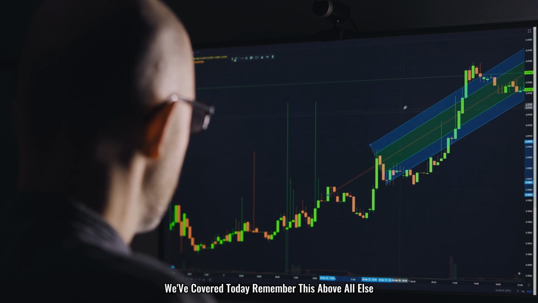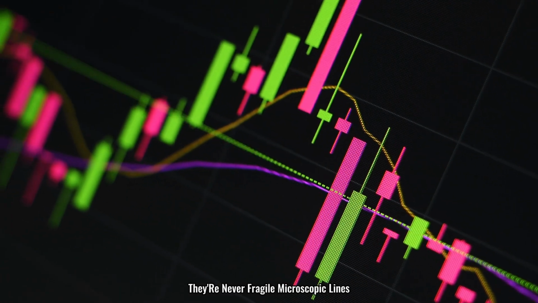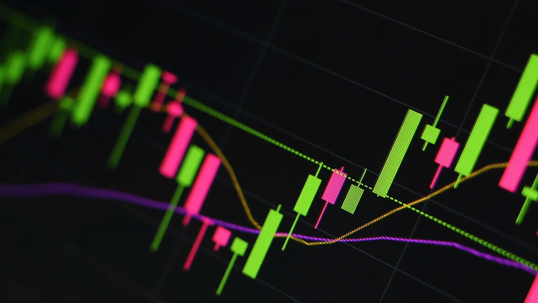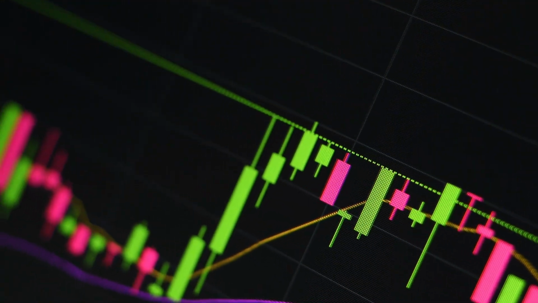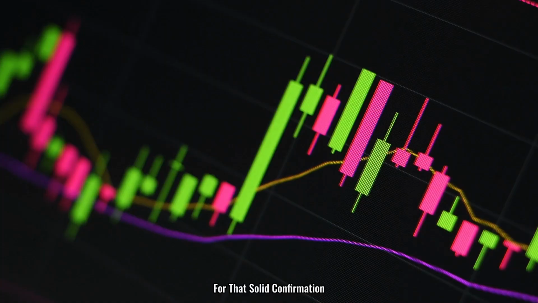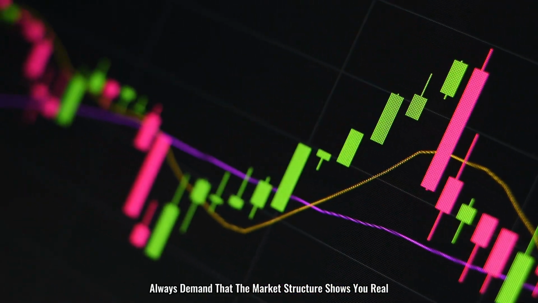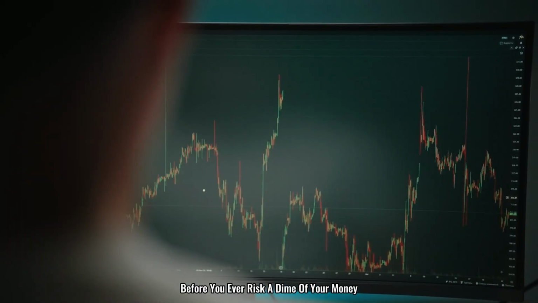Remember this, above all else, trend lines are always zones. They're never fragile, microscopic lines. Don't waste time arguing over wicks or bodies. Simply maximize your touch points. When you're trading a bounce, protect yourself by using the stochastic indicator for that solid confirmation. And when you're looking to trade a breakout, always demand that the market structure shows you real structural weakness before you ever risk a dime of your money.